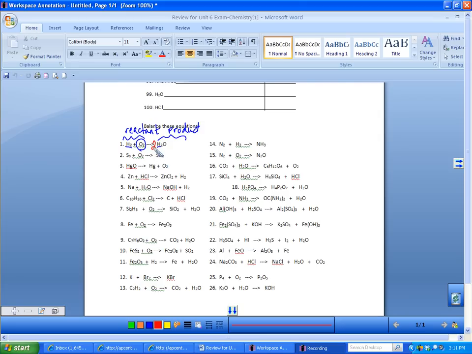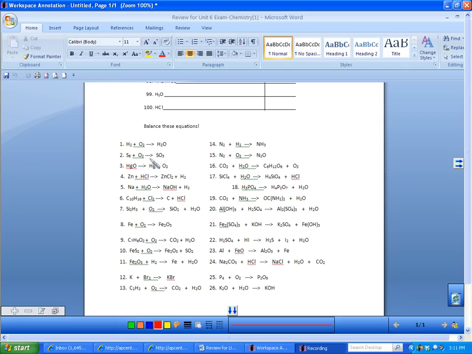Now when I do that, that changes my hydrogen from 2 to 2 times 2, or 4, so I need another 2 there. So it's going to be 2H2 plus O2 yields 2H2O. So that's all I'm going to do. All right, I'm going to look at the second one.